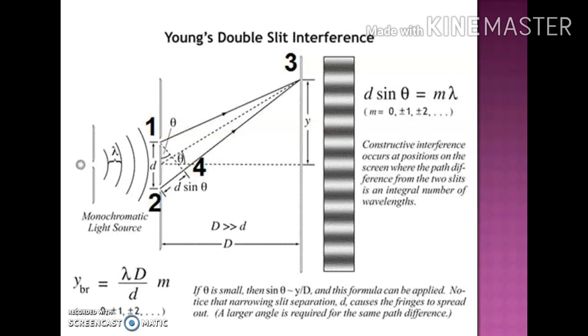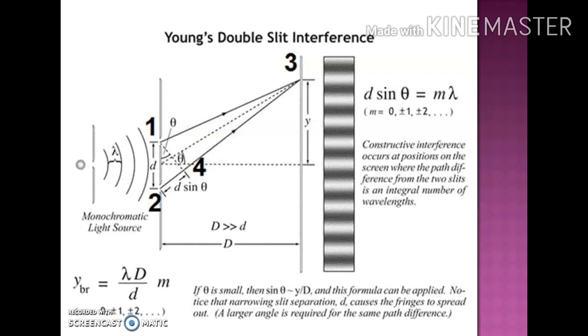You can see clearly in the picture that the wave from 2 to 3 is divided into two parts, from 2 to 4 and from 4 to 3. Clearly you can see the path covered by ray number 1 from 1 to 3 is exactly equal to the path covered by ray number 2 from 4 to 3.